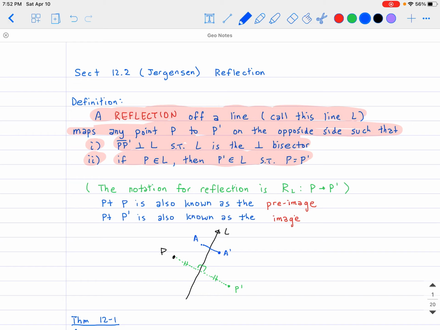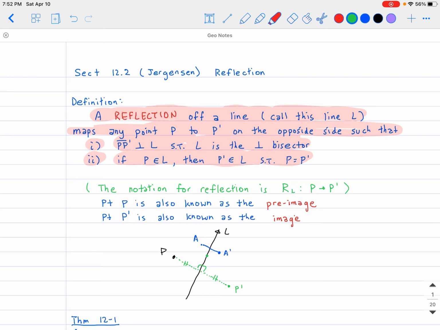Okay, so the second part is that they're saying, hey, what if your point is actually on line L? What if your point is not on one side, but on that line? So in this case, if you reflect something off the line, it's not going to go anywhere, because there is no distance between the point and the line. So that's really all it is for the last part.